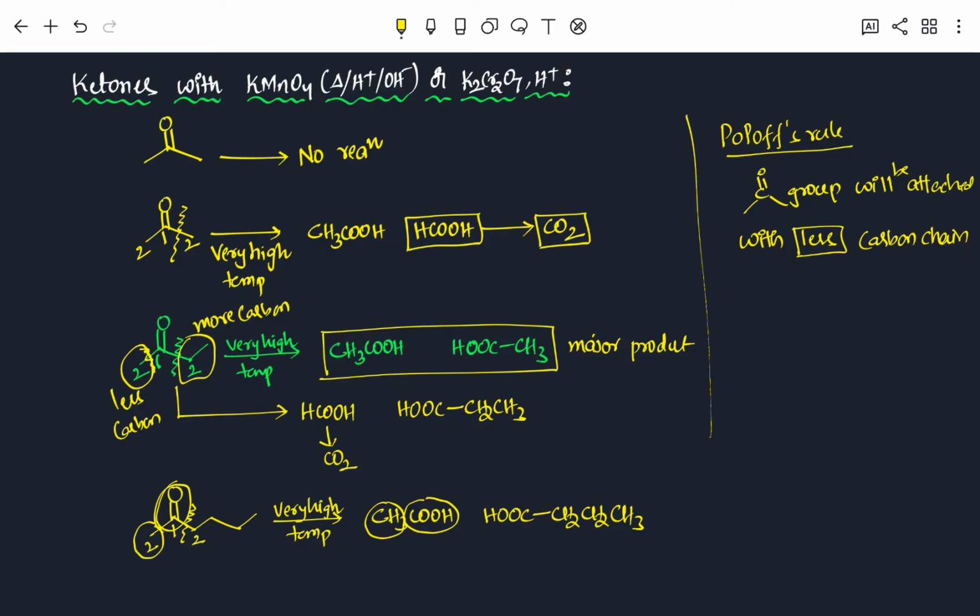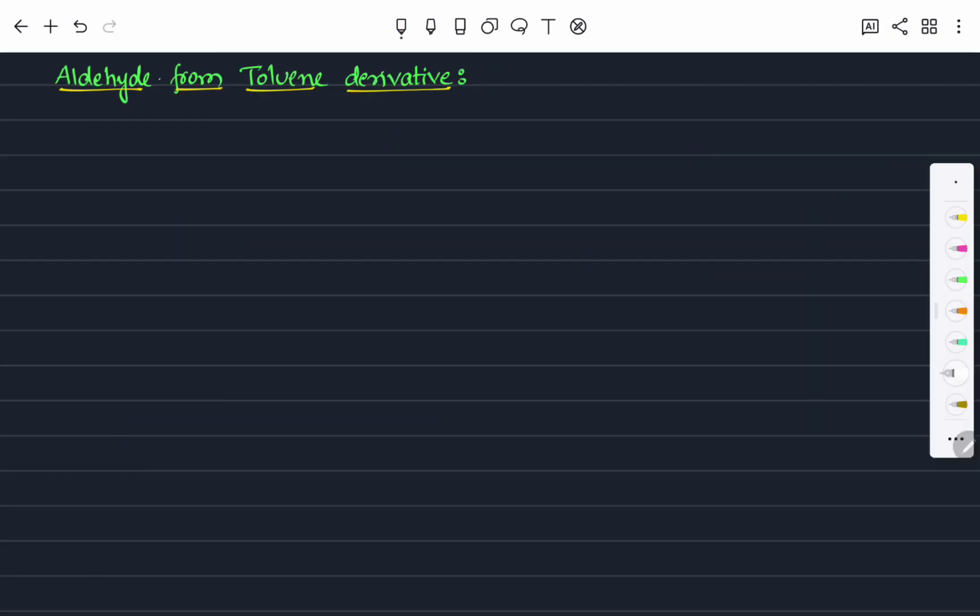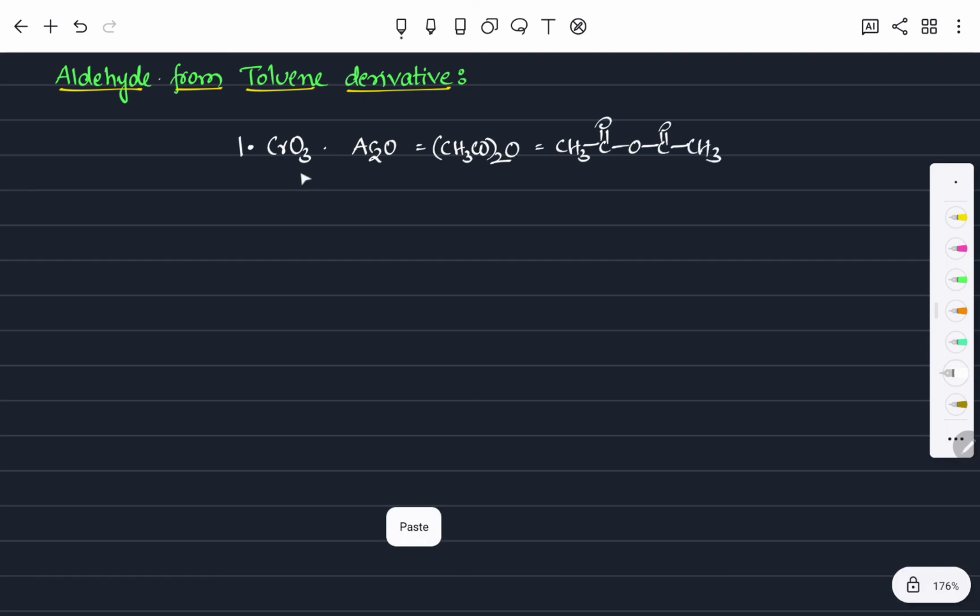Otherwise, no reaction. Aldehyde from toluene derivative. So we use a reagent, CrO3 and acetic anhydride. Acetic anhydride is CH3CO taken twice with oxygen. The structure is CH3 C double bond O C double bond O CH3. First we add CrO3 and acetic anhydride, and next we add hydrolysis conditions, H3O plus with heat or OH minus with heat. It is a hydrolysis condition.